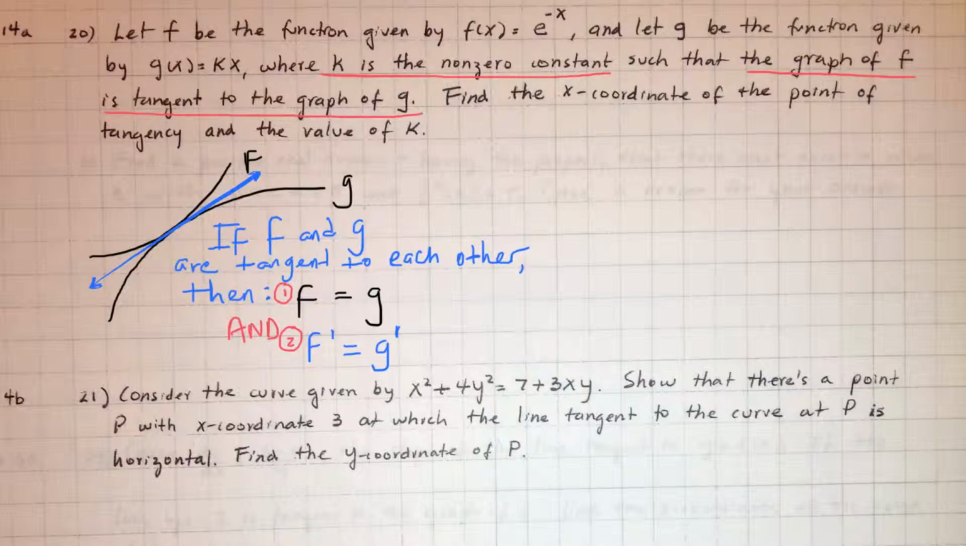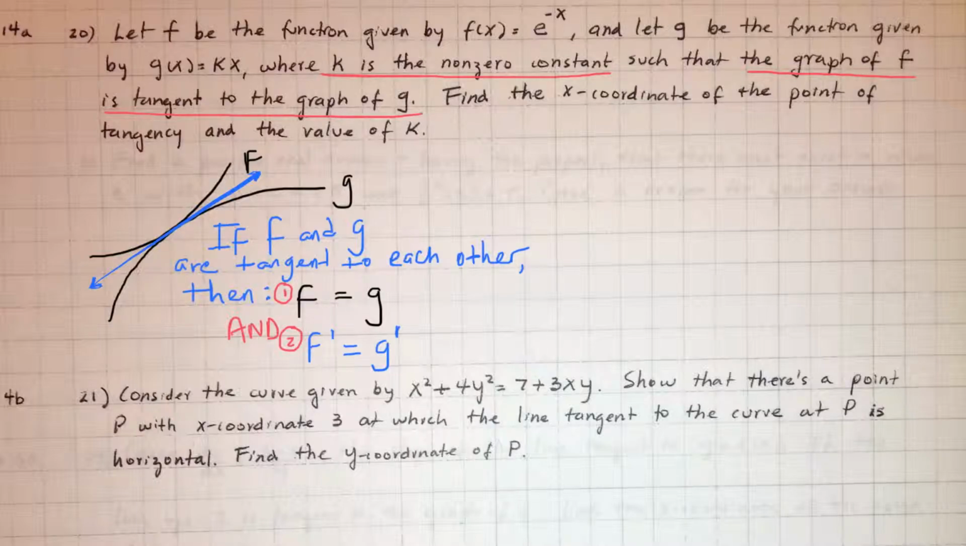First of all, if f is tangent to g, then g is tangent to f. And at the point of tangency, one thing that must be true is that f has to be equal to g. Why is this? Because it's a point of intersection. Not just a point of tangency, but a point of intersection. f and g are equal at this particular point.